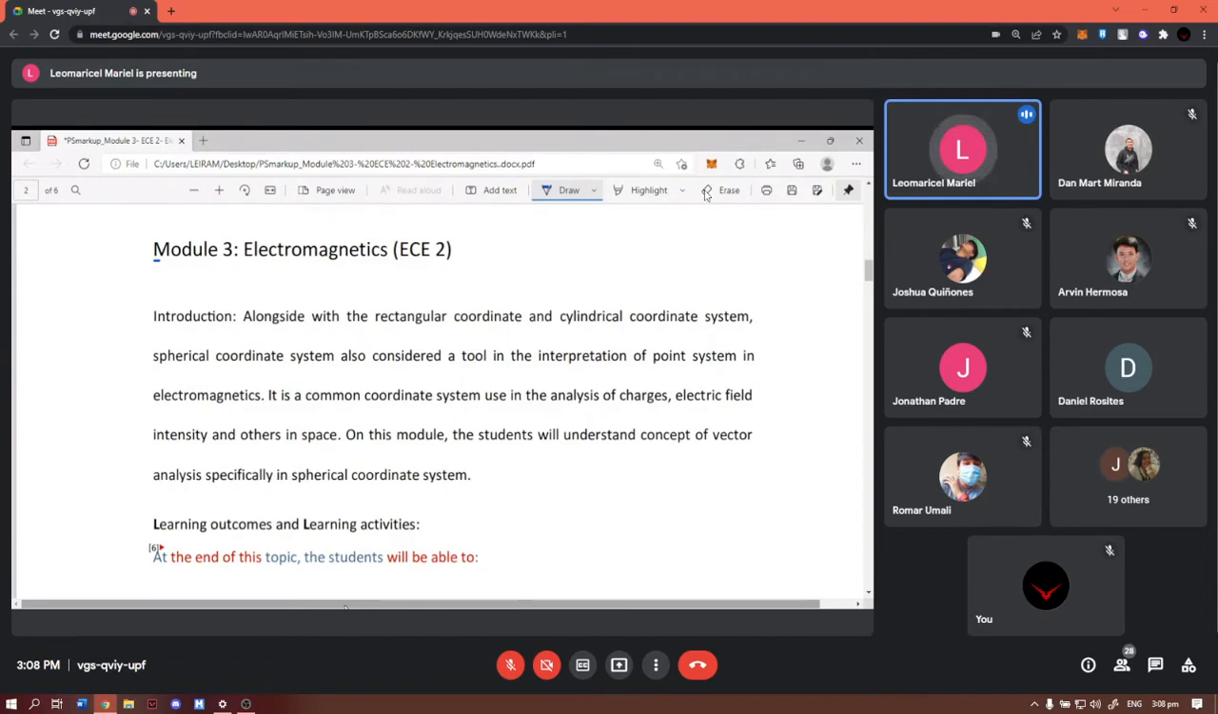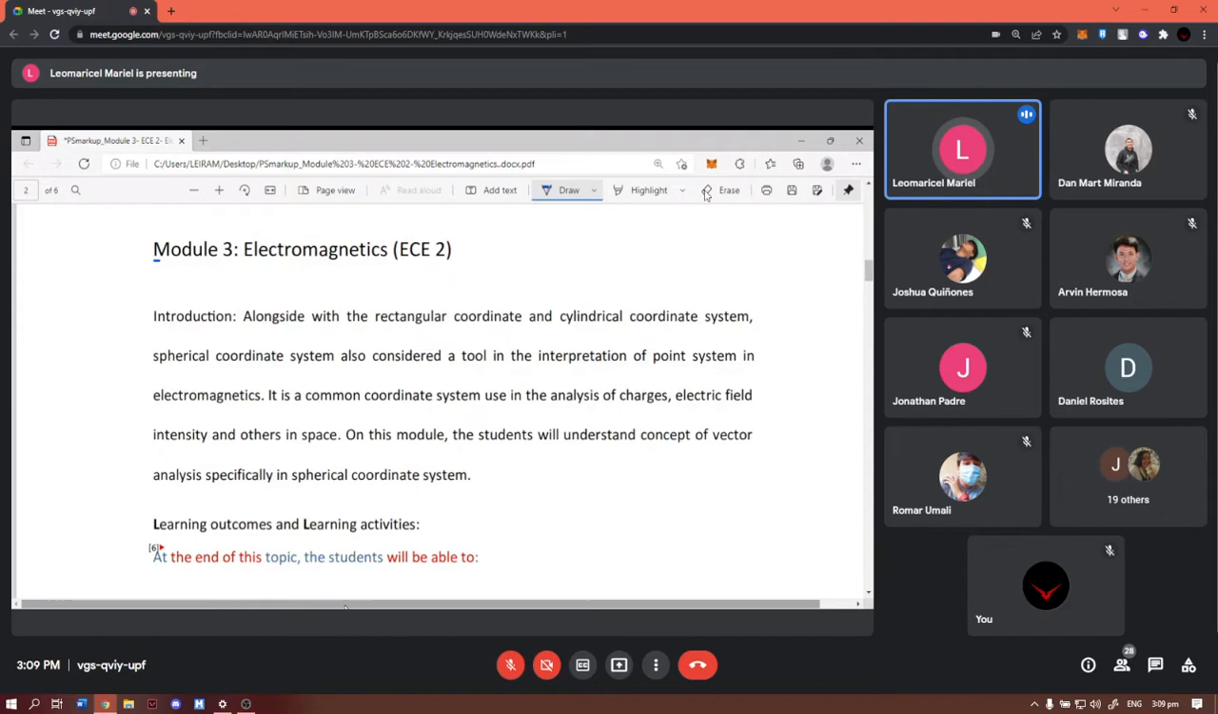So for today, we're going to discuss the third coordinate system, which is the spherical coordinate system, or SCS. Then next week will be the problem solving in the conversion of axes from rectangular to cylindrical, rectangular to spherical, and vice versa. Okay?